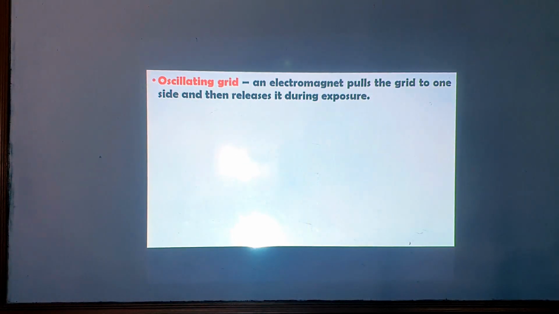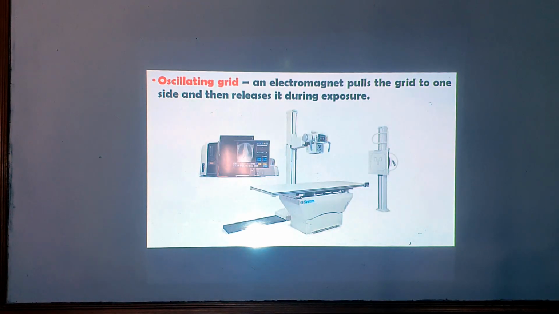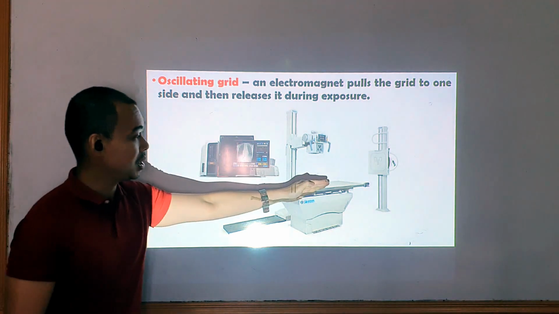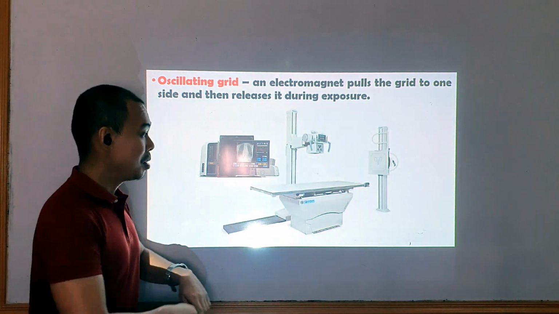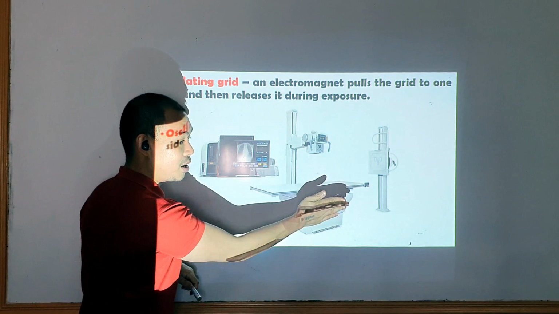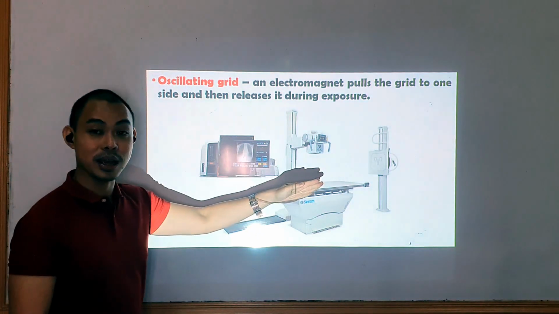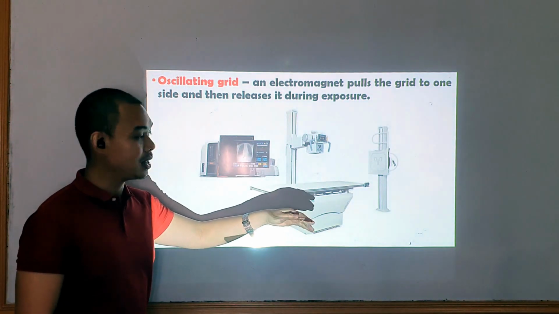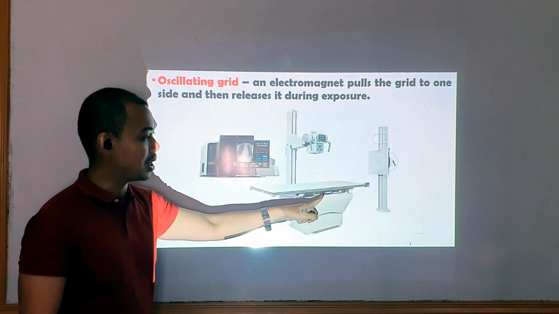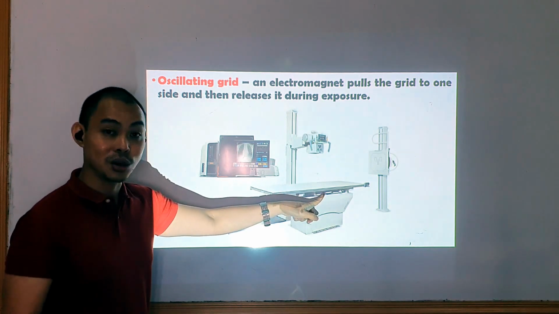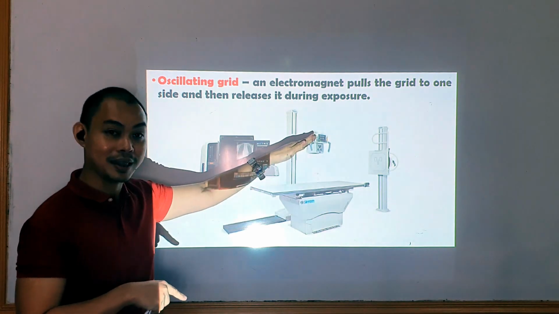Now the other movement, guys, is the oscillating grid, wherein an electromagnet pulls the grid to one side, maybe to this side here or to this side of the table, but not here and here, but here or here, and then it will release during the exposure. So there is an electromagnet which pulls the grid to the side like this, maybe this side of the table, and during exposure it will release. So right angle again, it will go like that.